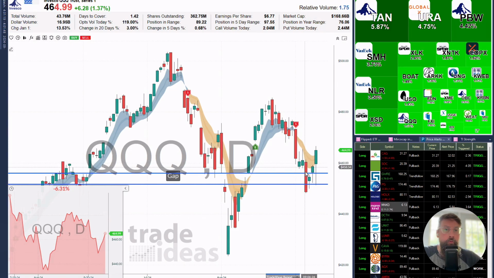So we closed right at the lows of this candle on the market, but Mankind was able to close higher on the day, showing that there was some movement into this particular stock. There was some support from institutions or whatever buying it.